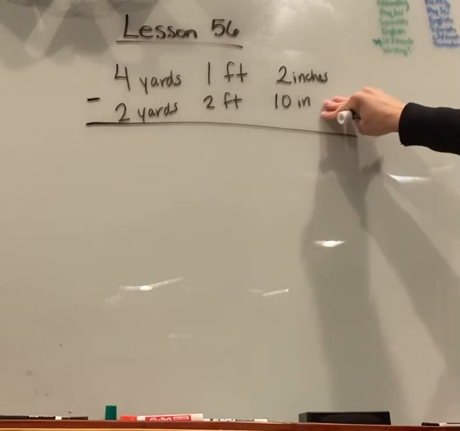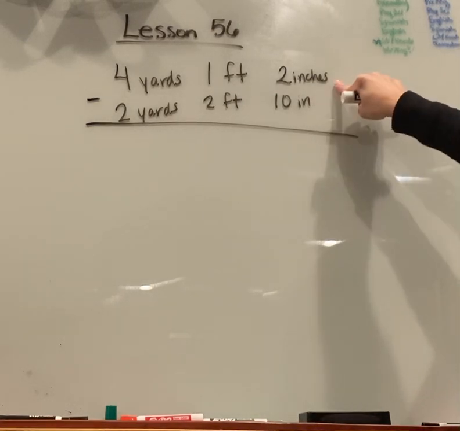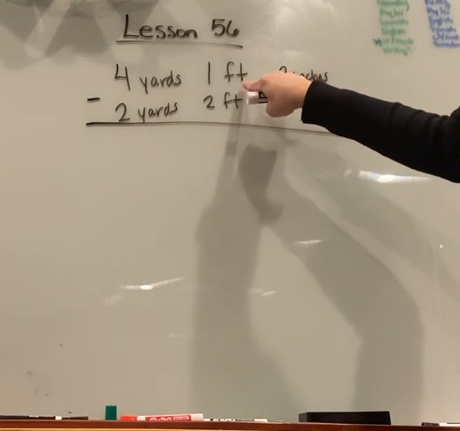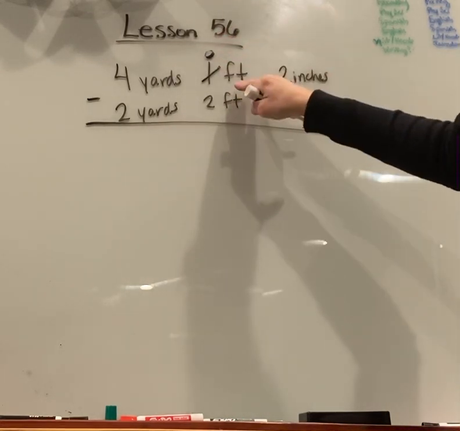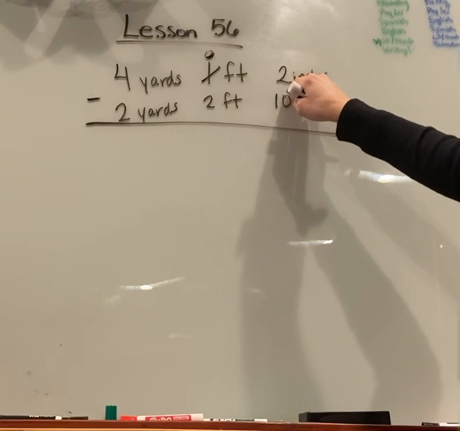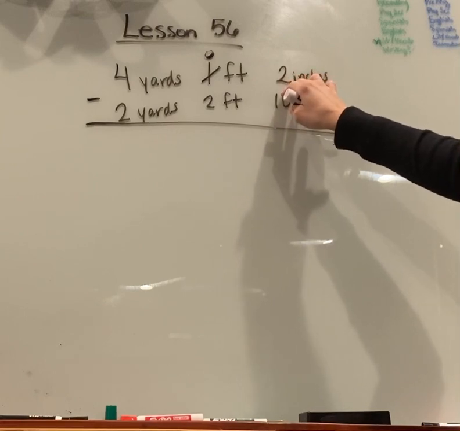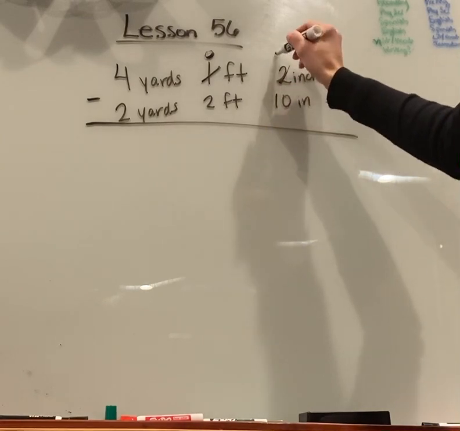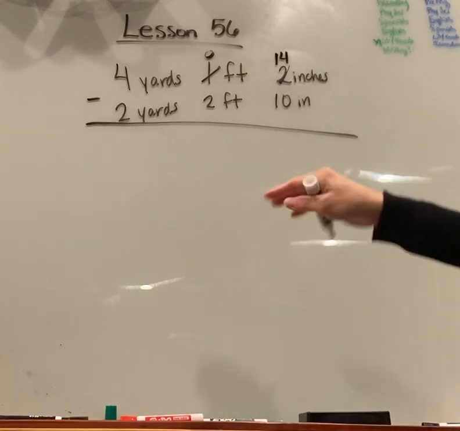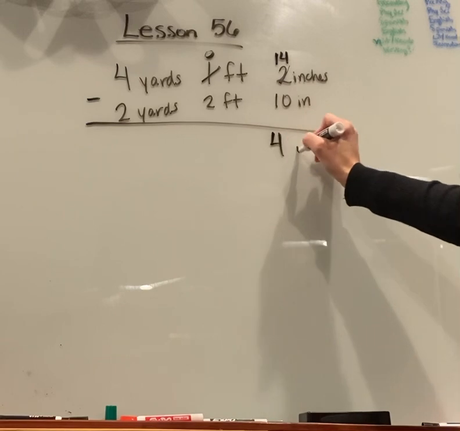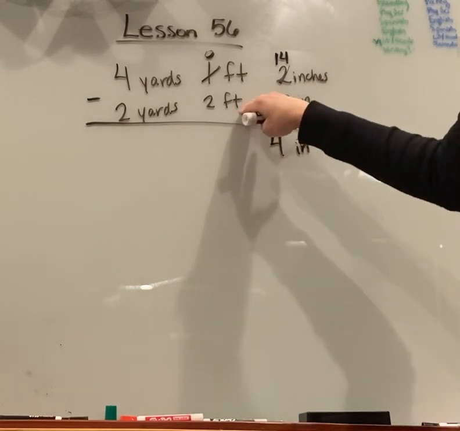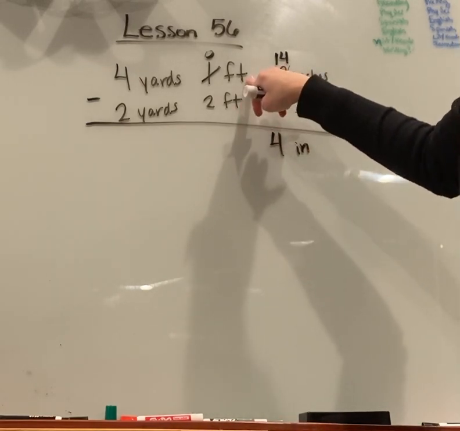I'm starting over here. I cannot take 10 away from 2. So I'm going to have to come borrow one of these feet. Now I'm going to make it 0 feet. Feet to inches, that's 12 more inches plus the 2 that I already have. So that makes this 14 inches. Now I can take 10 inches away from 14 inches. That gives me 4. Here I want to take 2 feet away from 0 feet.